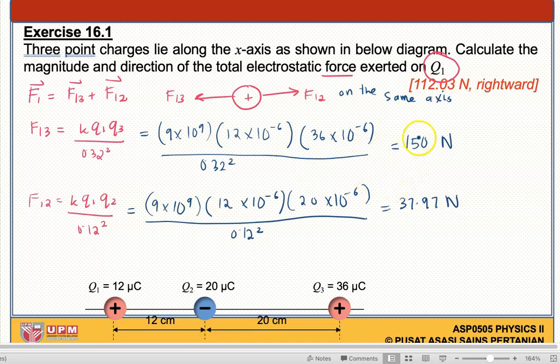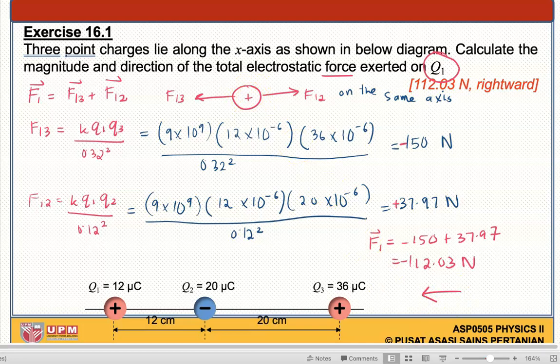I already know the magnitude, and I know the direction, so now I have to put in the direction here. I don't have a table because they are on the same axis. So 150 is F13, it is going to the left, that's a negative. F12 is going to the right, so it is a positive. So F1 vector is equal to negative 150 plus 37.97, and that is negative 112.03 newton. The negative sign means that the resultant force acting on this charge Q1 is to the left.